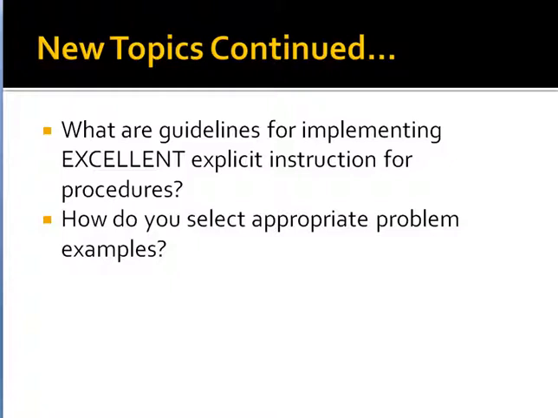You want to definitely gradually fade support when you're working with a student, from that high level support down to preferably low support, if not no prompts.